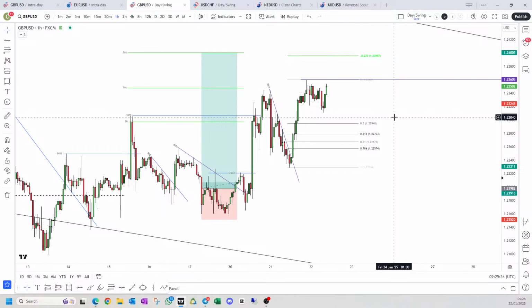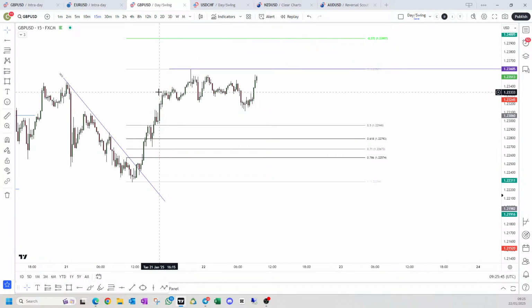So on the 15 minute, I would look for price to come back down before taking longs. If not, I'm not just going to keep buying and buying until we have a correction. So with the way price is going, this might take the top and come back down. It might just push higher, so we'll see. But let's bear that in mind.